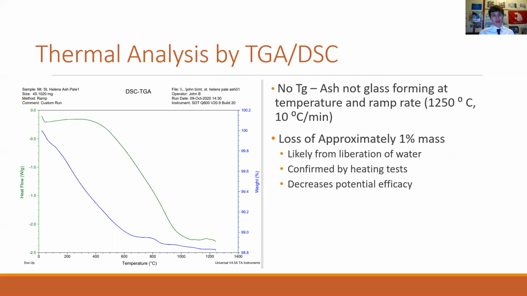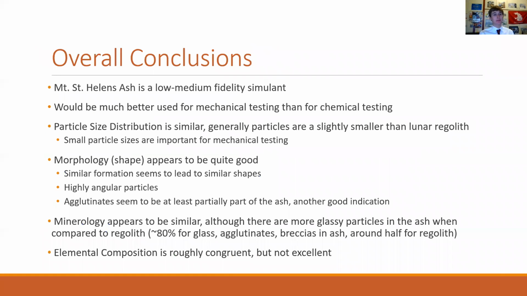Finally, some thermal analysis we conducted on a thermal analysis machine. This indicated that around 1% of mass was lost when we were doing the thermal testing, indicating that about 1% of the mass is water. Interesting result. It just means that a furnace is going to be needed to help liberate some of that water before it is used. And so overall, the Mount St. Helens ash can be used as a low to medium fidelity simulant.